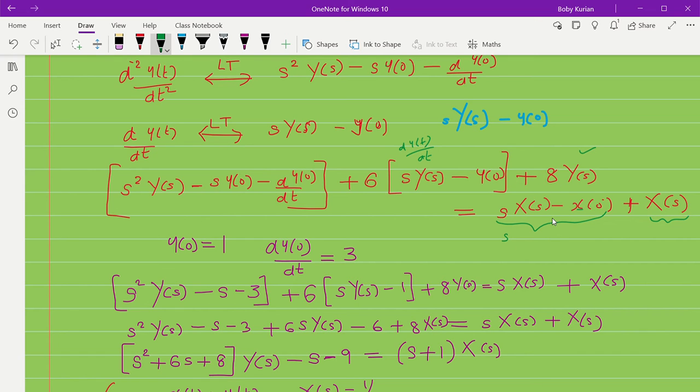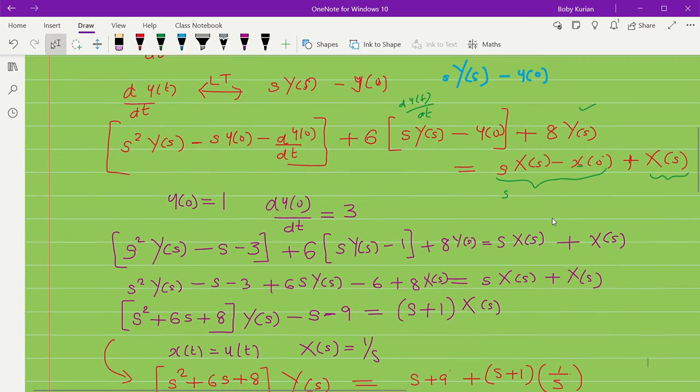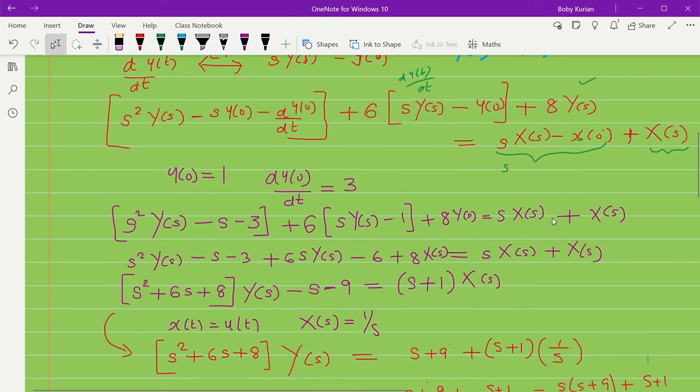Okay. After that, here we have been given the initial conditions, that y of 0 is 1. Same way, d by dt of y of 0 is given as 3. So these two initial conditions are given, and we have to substitute them here. So for y of 0 give 1, and for d by dt of y of 0 give 3. You can see here as well, for y of 0 give 1. Here, x of 0 is not given, so we have to consider it as 0. So substitute these values into this.